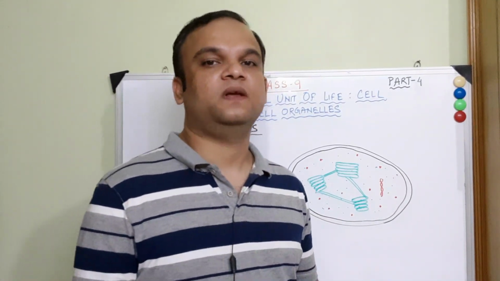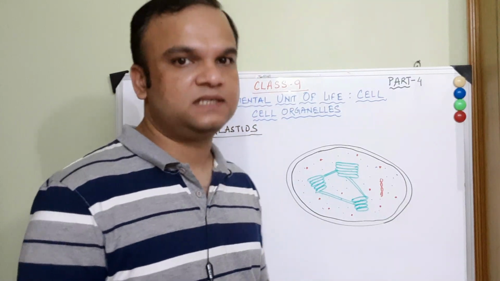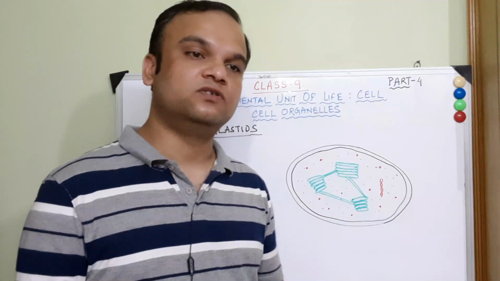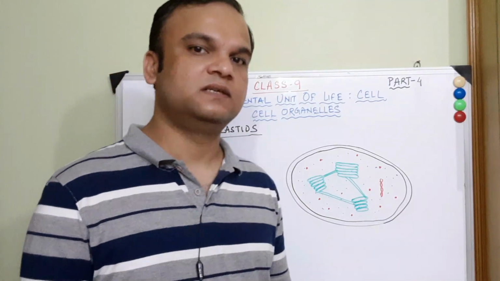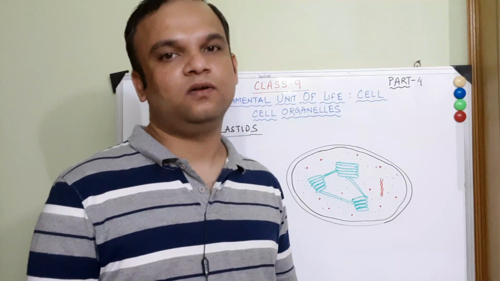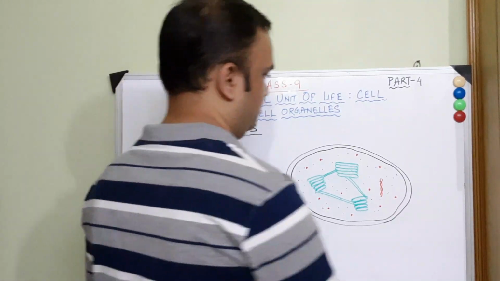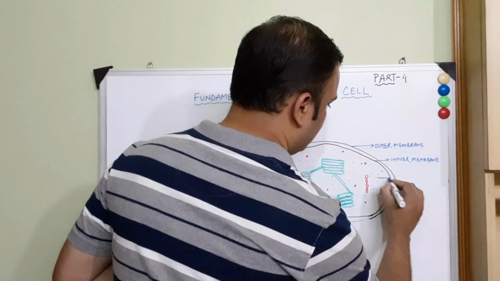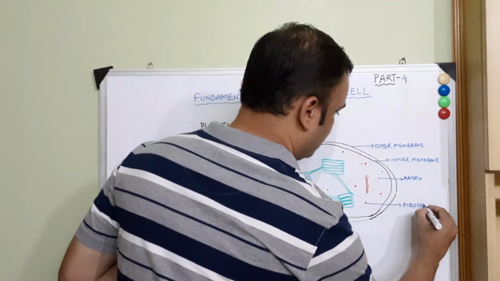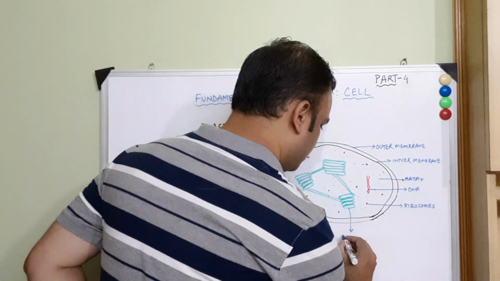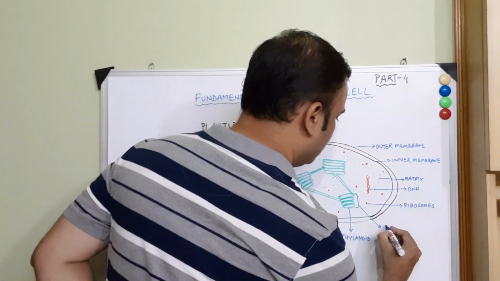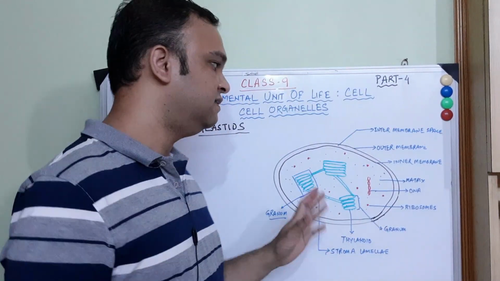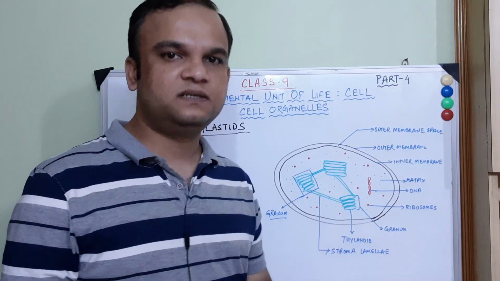Though we cannot find the details of the chloroplast under a light microscope, if we observe it under an electron microscope, then we can find all these details. Now let us label the chloroplast. These are the labels of the chloroplast. Let us discuss these labels one by one.